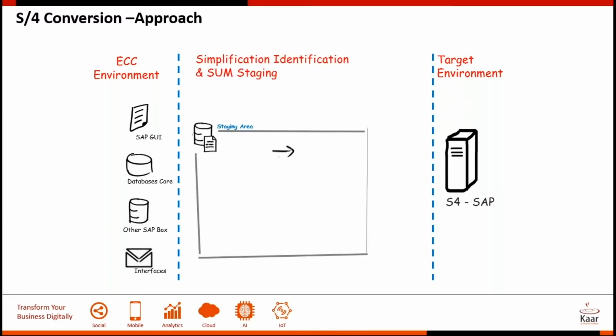Basically, the project, we call it a methodology. It starts with what we call simplification identification, and also the SUM staging. SUM is nothing but Software Update Manager, which SAP typically calls the tool to convert the ECC system to S4. So we have a staging based on the ECC environment. We will implement all the notes which SAP has provided. Based on that, we will do a pre-check for FI, for logistics, and also for basis. They will check all the objects, and there is a list of objects to be converted for S4.